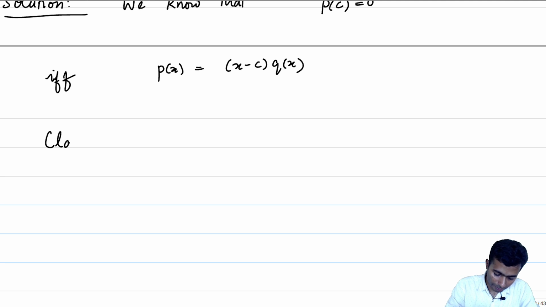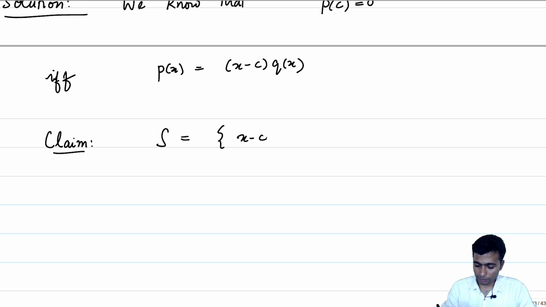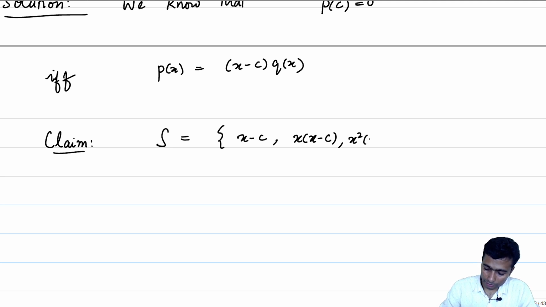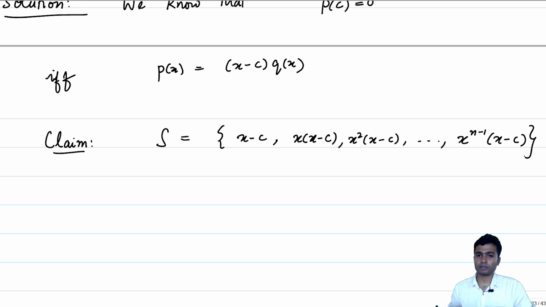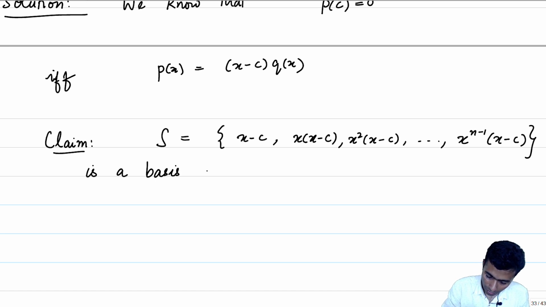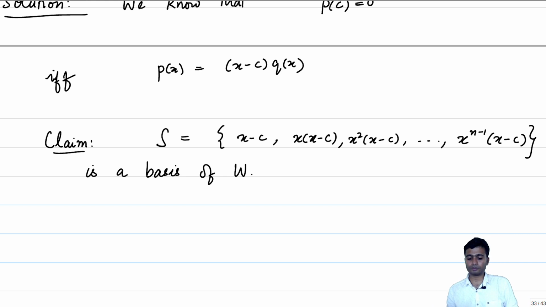Let me put it as a claim: let S be equal to 1 times X minus C, which is X minus C, X times X minus C, X square times X minus C, up to X to the power n minus 1 times X minus C. This is a potential candidate for a basis of W. I just described the motivation to conjecture that this particular set will be a basis.